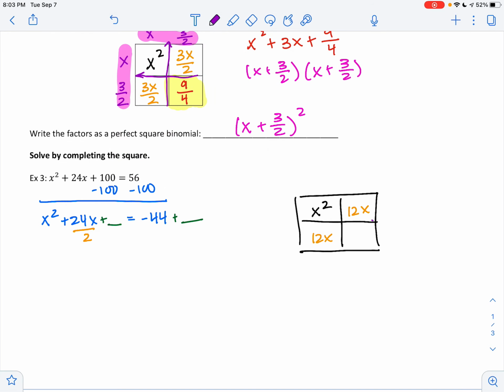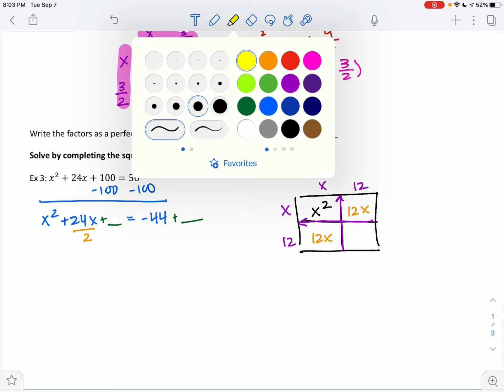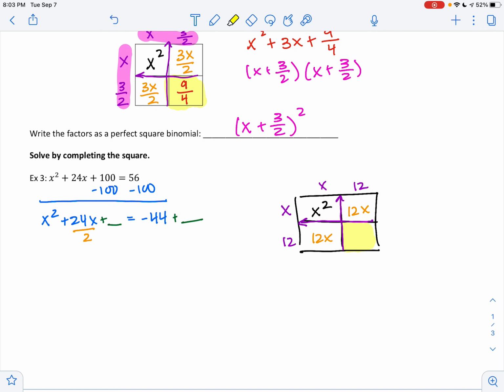The greatest common factor in my top row is x. The greatest common factor on my left column is x. X times what number would give me 12x? Well, that's 12. X times what number would give me 12x? Again, that's 12. Now we are ready to complete this square.